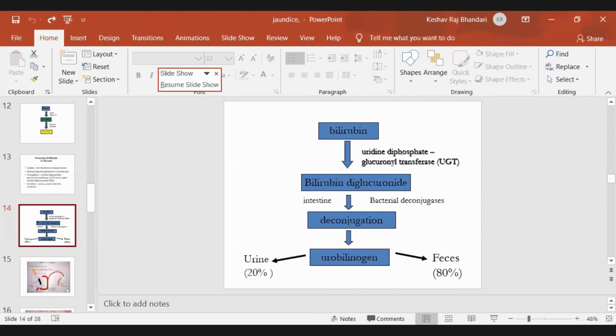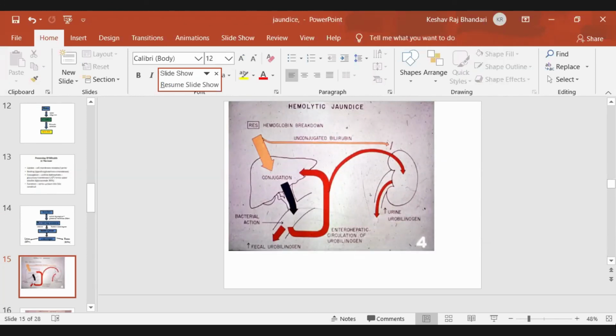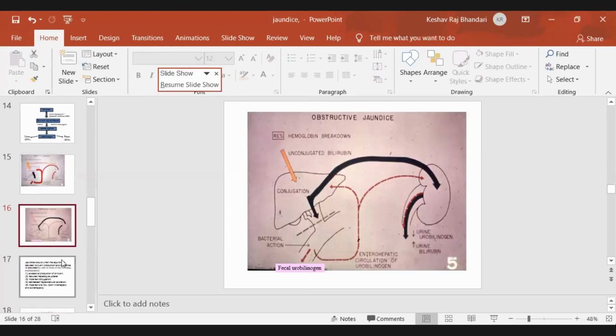This is in hemolytic jaundice, that is red cell breakdown, and there will be no bilirubin in the urine. So there will be no bilirubin in the urine, and urobilinogen will be increased in the feces as well as in the urine.